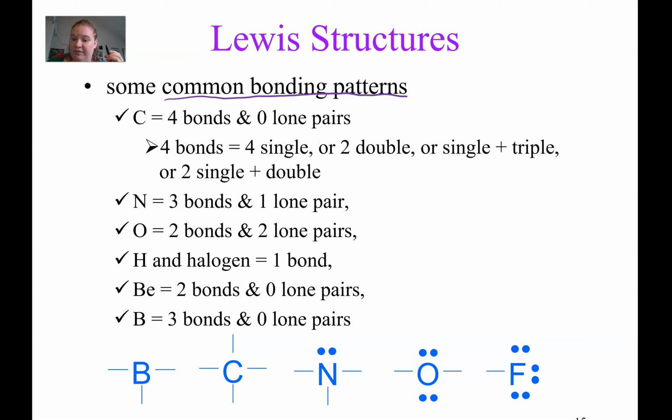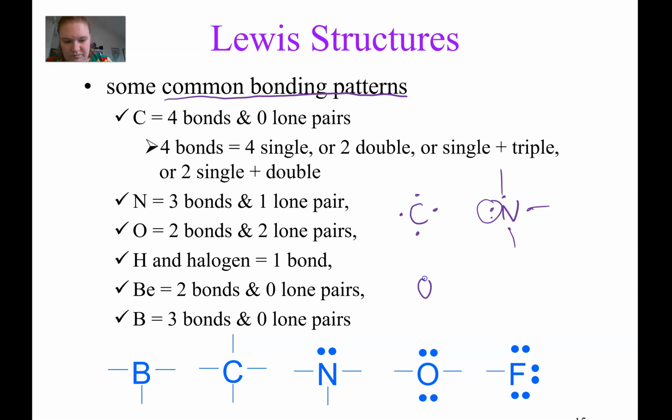So carbon will often form 4 bonds, and if you go back and look at the Lewis structures of just the atoms, the electrons that are unpaired are the ones that are being shared. So carbon has 4 unpaired electrons. That's what gets shared. Nitrogen, 1, 2, 3, 4, 5. Nitrogen tends to form 3 bonds and have 1 lone pair. So here are my unpaired electrons that can form bonds, and there's my lone pair.